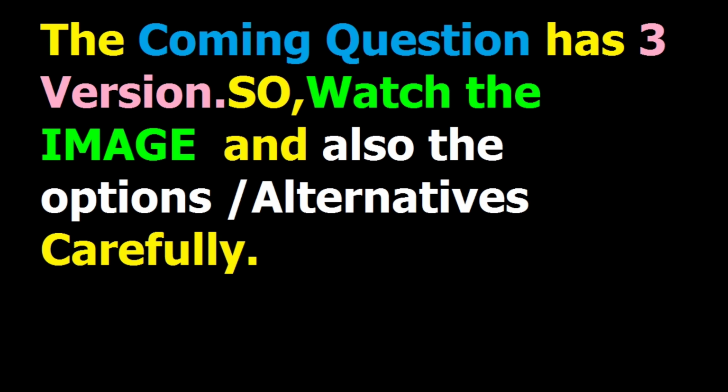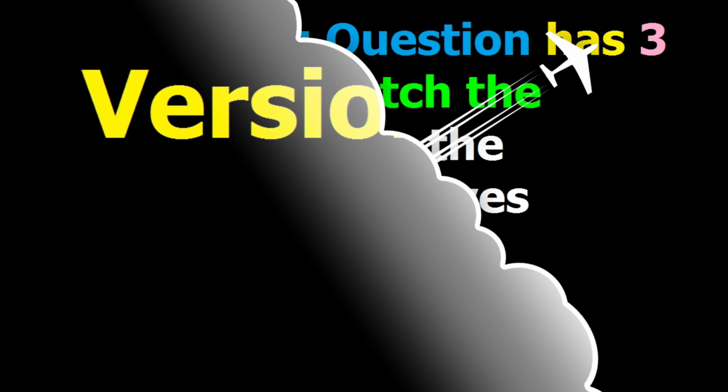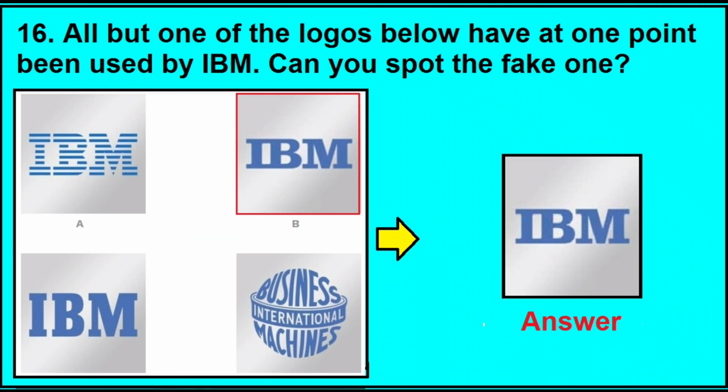This coming question has three different versions or types, so you need to watch the image and also the options or alternatives carefully. And one more thing, each version has three images the same and one image is always different. So I'll show you here. In version 1 of this question, you can see these three images on A, C and D are the same, but B is always different. So I have clicked B as the correct answer. So you need to see this carefully.